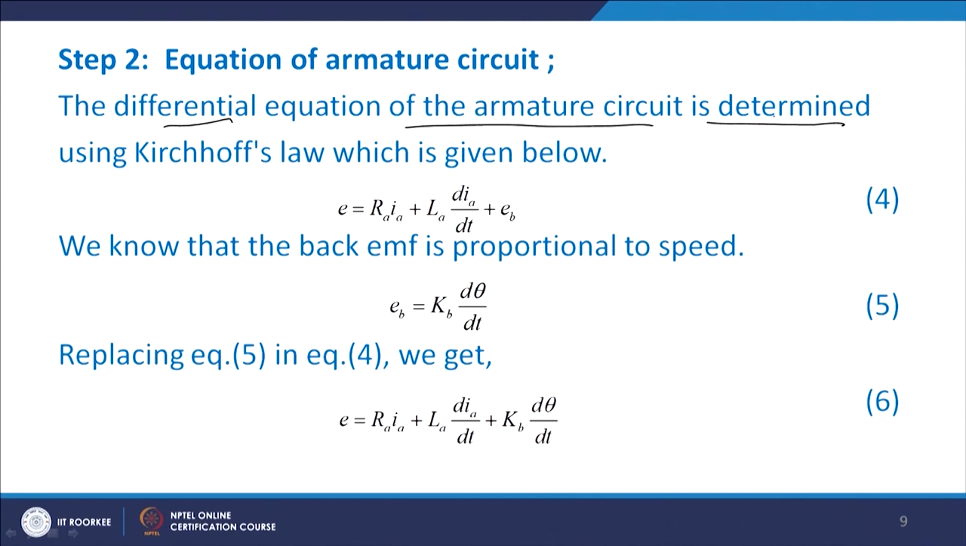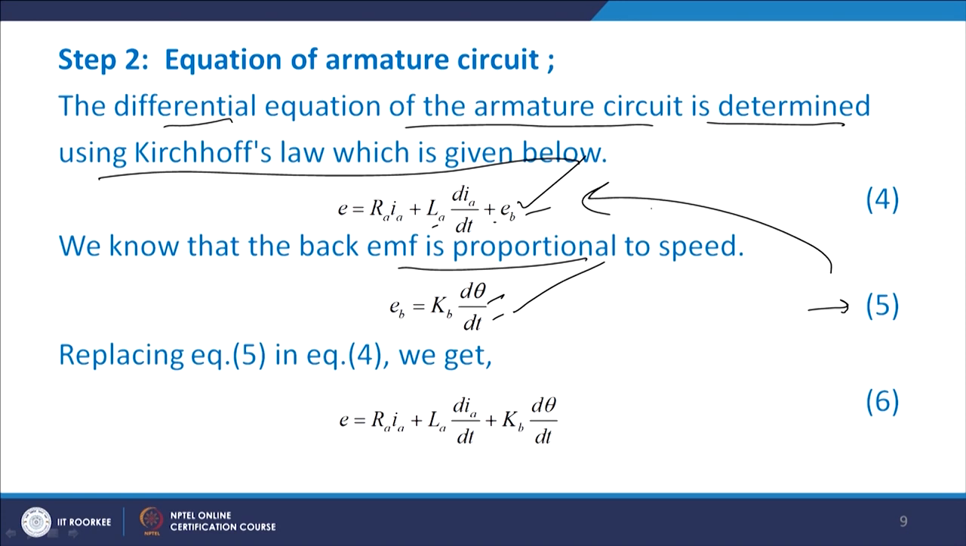Then the equation of the armature circuit. The differential equation of the armature circuit is determined using Kirchhoff's law, which is given below: E equals RA IA plus LA dIA by dt plus EB. Third, we know that back EMF is proportional to speed, so EB equals KB d theta by dt. Then replacing equation 5 in equation 4, we get the expression E equals RA IA plus LA dIA by dt plus KB into d theta by dt.